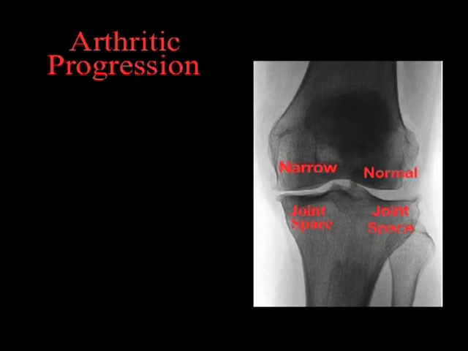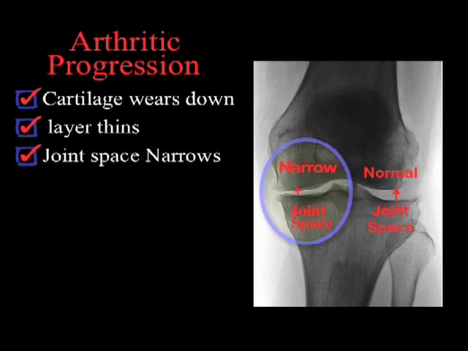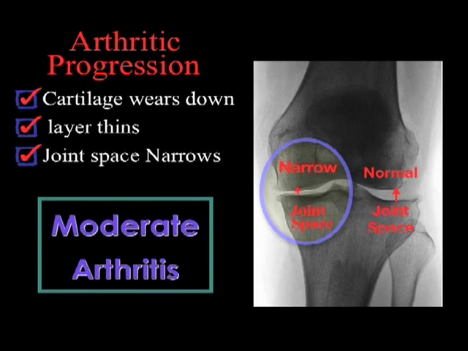As the cartilage surfaces wear away and become thinner, the bones on the standing X-ray appear closer together. In other words, the joint space narrows. The degree of narrowing reflects the amount of arthritic damage to the knee. The X-ray on the right reflects moderate arthritis, in this case a loss of 50% of the normal joint height.